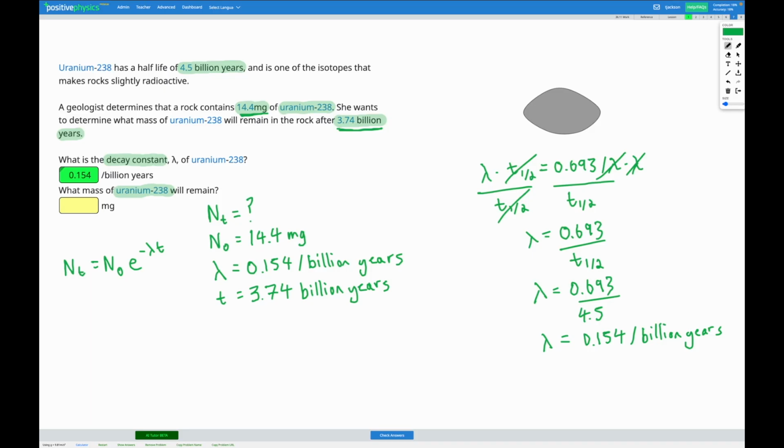So in this case, our equation is already arranged correctly for us. We just need to plug in our numbers. So we can do that now. Nt, our final mass, is going to be N0, which was 14.4 milligrams, multiplied by e to the power of negative the decay constant, which was 0.154, multiplied by the time, which was 3.74. If we put that all into our calculator, we're going to get a final mass of 8.10 milligrams. So let's go ahead and fill that in here.